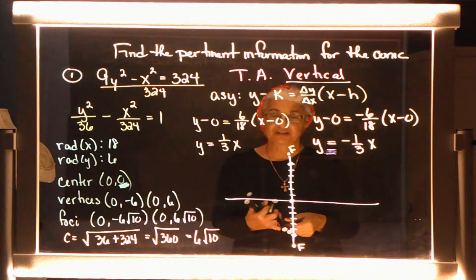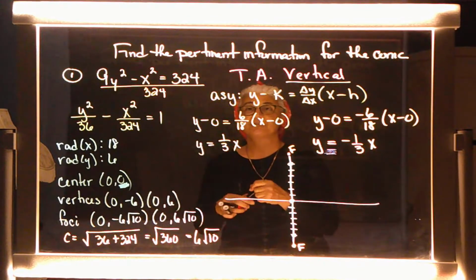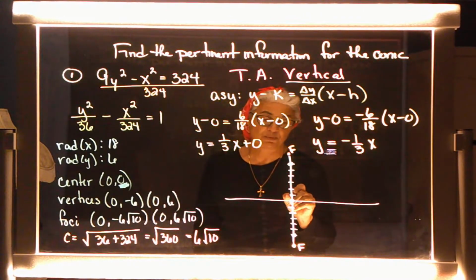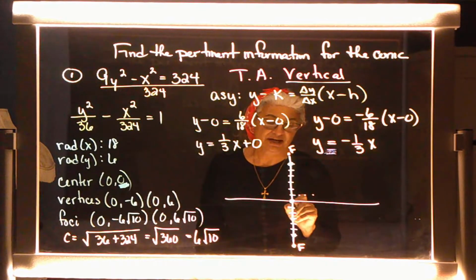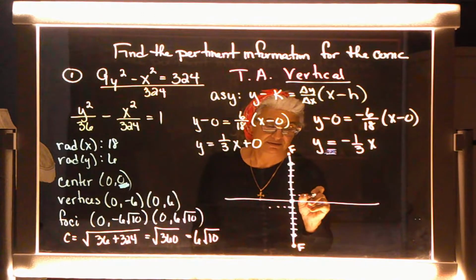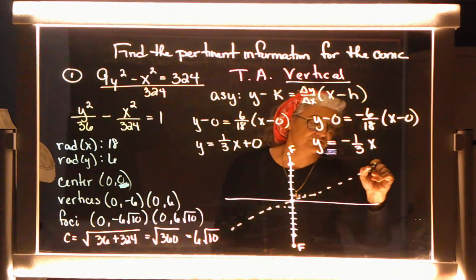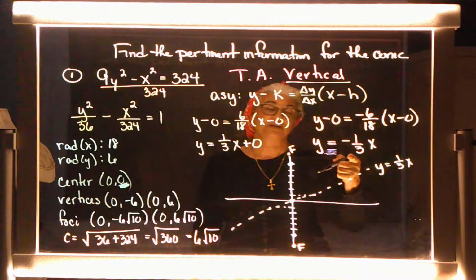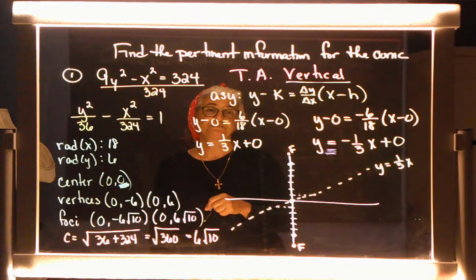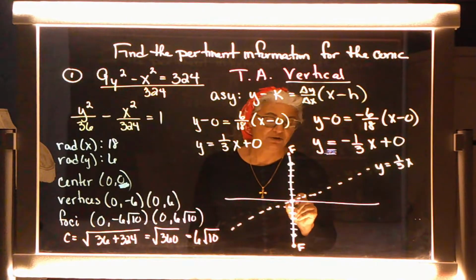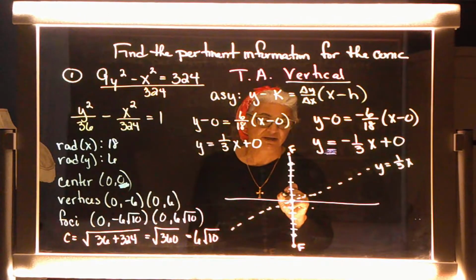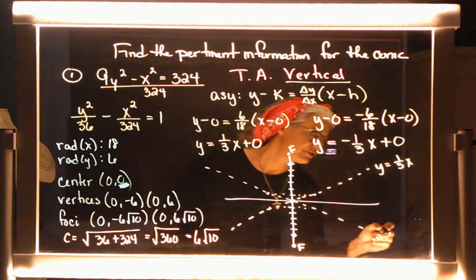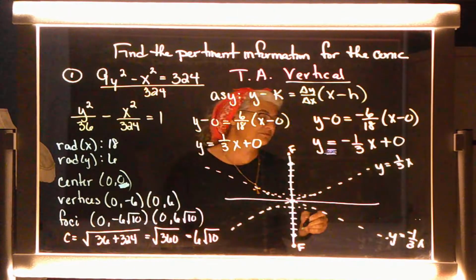Okay? Now, let's talk about these asymptotes. So this has a plus 0 for a y-intercept. And I go up 1 and right 3. Or I could go down 1 and left 3, couldn't I? So here is your y equals positive 1/3 x asymptote. The second one has a y-intercept of 0 also, doesn't it? So 0 and down 1, right 3, or up 1 and left 3, correct? And when you connect these dots, here is your y equals negative 1/3 x asymptote.